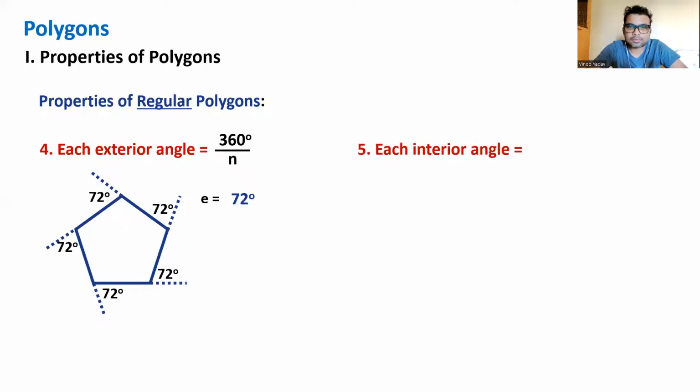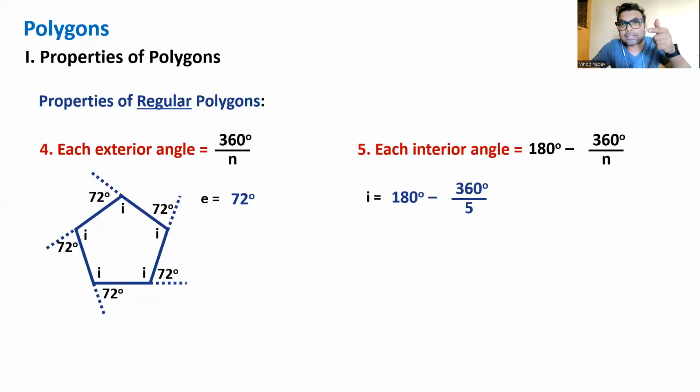Each interior angle is 180 minus each exterior angle, simple, isn't it? Because interior plus exterior was 180, so use that fact. Finding the interior angle is very easy, friends, right? Just now you saw 72, so 180 minus 72 is 108 in this case. All right.